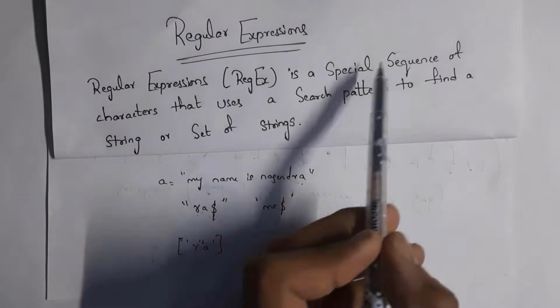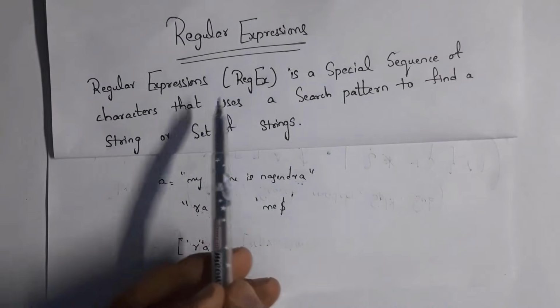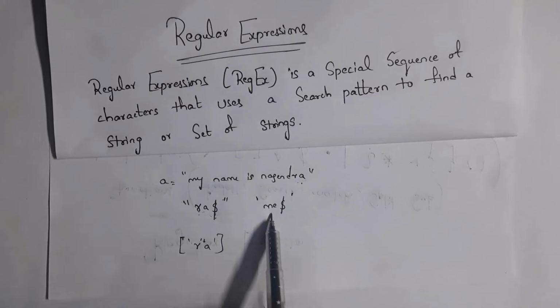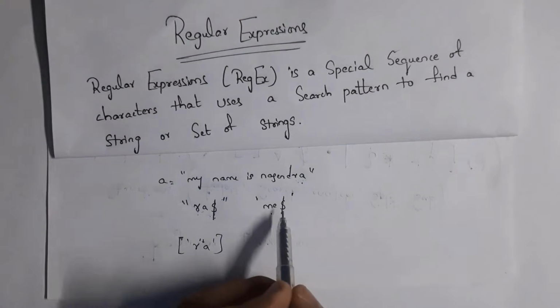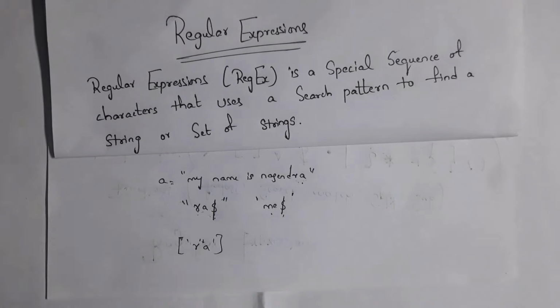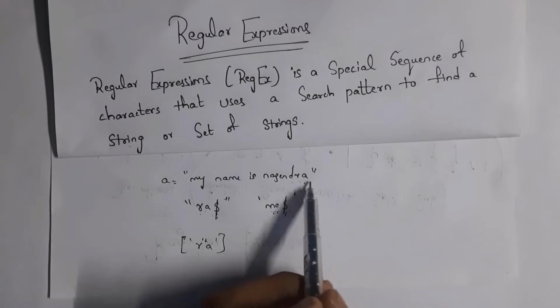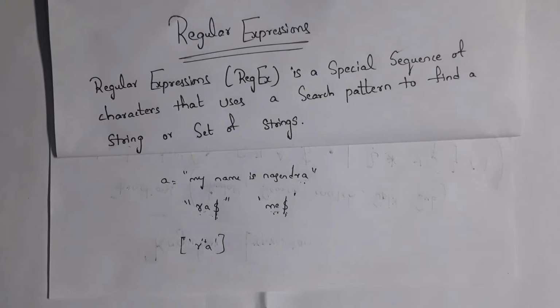A regular expression is a special sequence of characters that uses a search pattern, where this ME is the special sequence of characters, and this $ is the search pattern to find a string or set of strings. By using this pattern, I am finding whether ME is present at last or not. This is the meaning of regular expression.